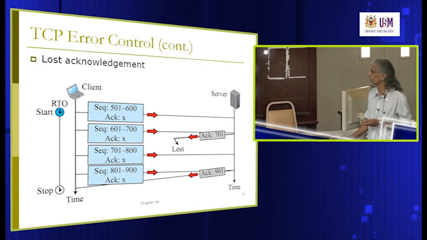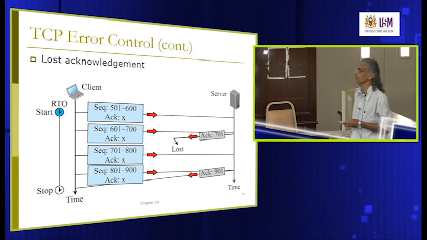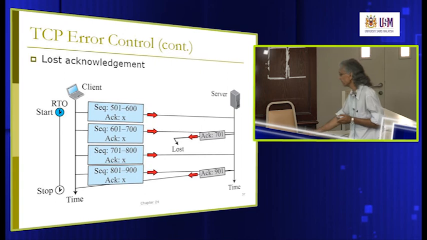So as far as the client is concerned, it has received confirmation for all these segments sent. Although one acknowledgement was lost, no big deal. Right? It was handled by TCP itself. The rules basically make sure that if one acknowledgement is lost, no problem. As long as the client keeps sending data, and at the end you receive the acknowledgement which confirms all the segments received earlier have been received correctly, you're fine, right?